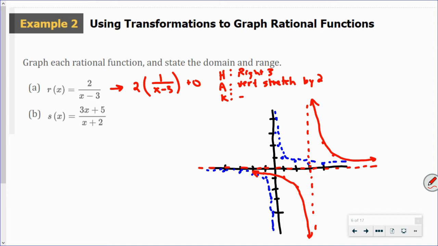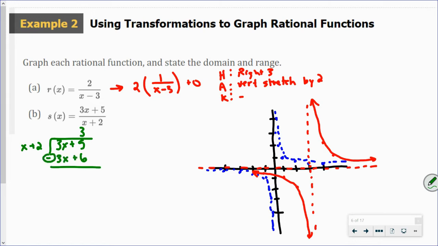Now, the next one is definitely not as easy because I have a binomial here in the top. So in order to deal with that binomial, we're actually going to do the long division to see what's left. Okay, so we're going to take 3x plus 5 divided by x plus 2. So how do I make x become 3x? I multiply by 3. So then I get 3x plus 6.